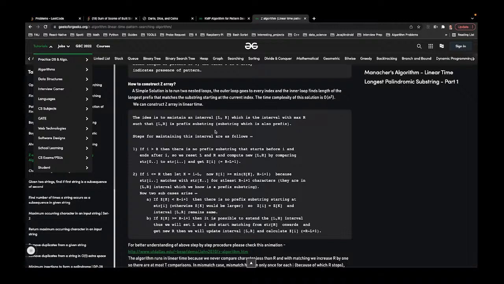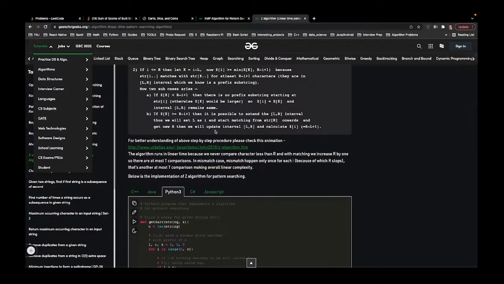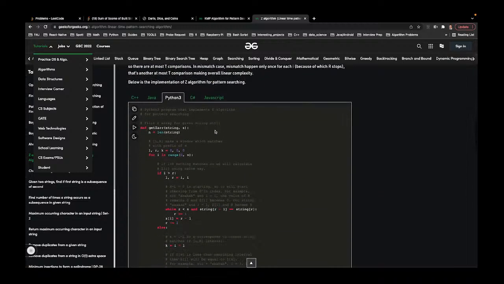If I is larger than R, then there is no prefix substring that starts before I and ends after I. So we reset L and R and then compute new. If I is smaller than... I don't understand. Let's just read the code. It'll be easier to understand.